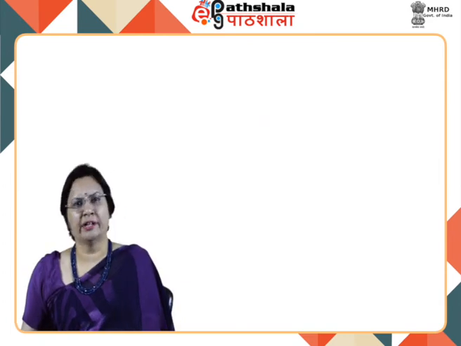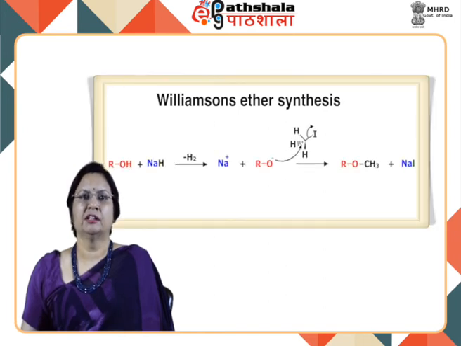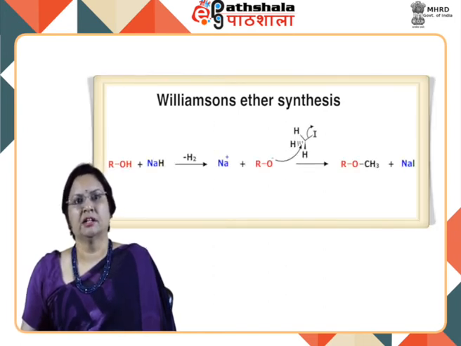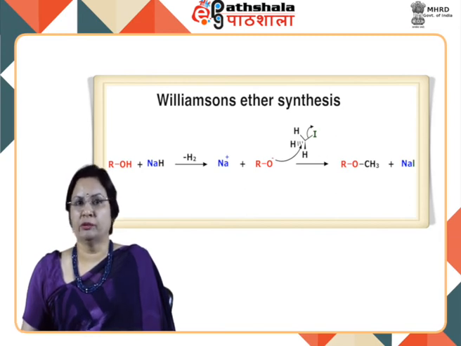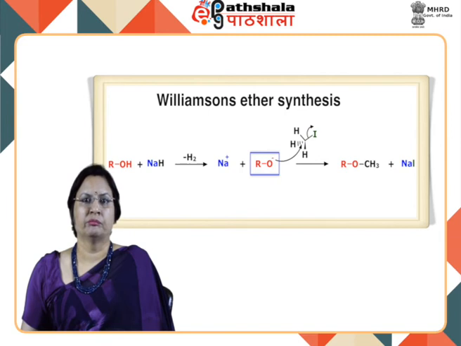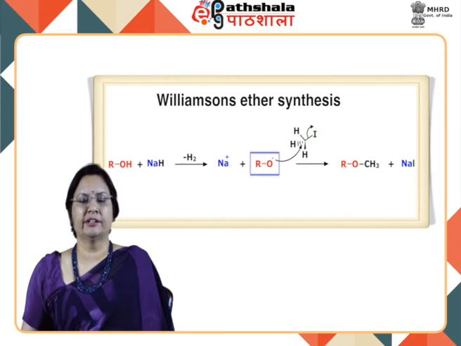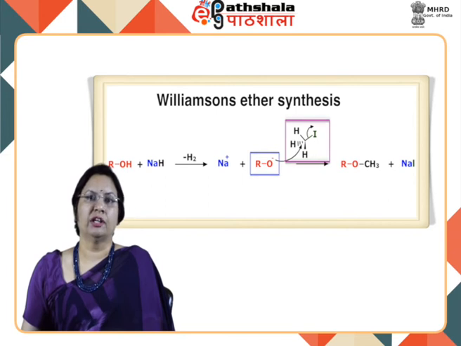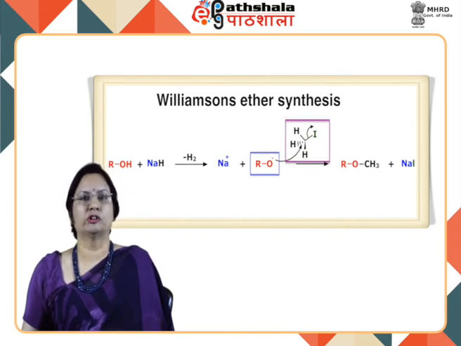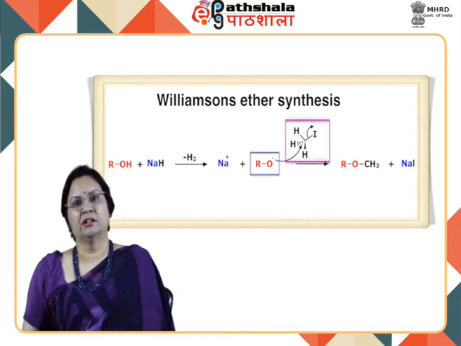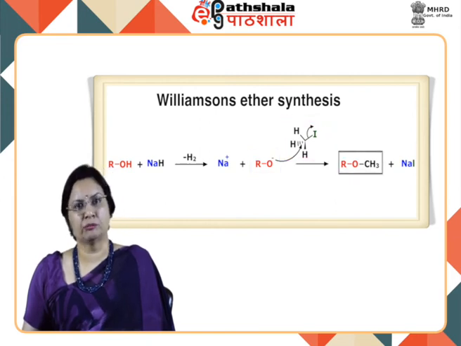Another example that you are already aware of is Williamson's ether synthesis, but here we will see how it works. In the Williamson's ether synthesis, ROH is reacted with sodium hydride to generate the RO minus Na plus, that is the sodium alkoxide, and when this sodium alkoxide is reacted with any alkyl halide, preferentially the primary halides, which will undergo the Sn2 mechanism, it gives you the corresponding ether. Like here we are reacting with CH3I, and the RO minus will do the backside attack, I minus goes out, and we get the ROCH3 as the product.